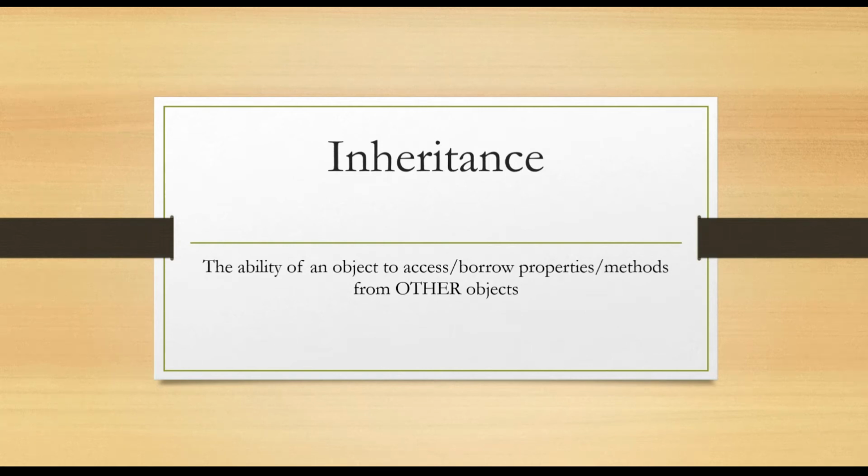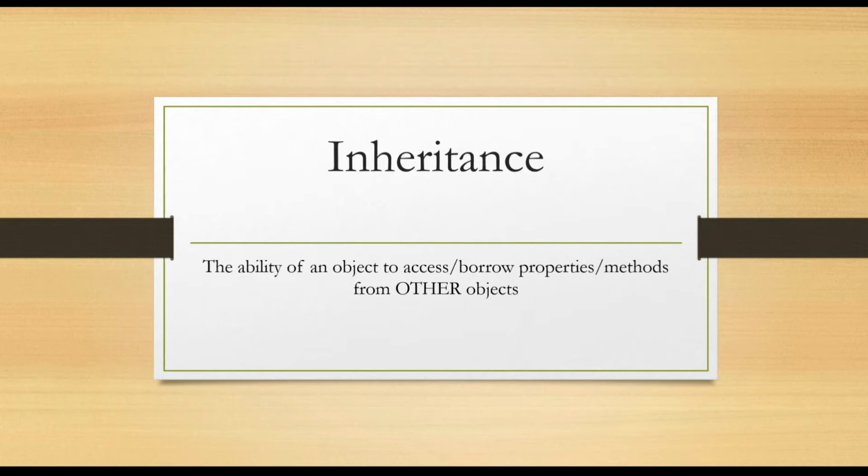Now we're going to take a look at another pillar of OOP called inheritance. Inheritance exists in other programming languages as well, but in JavaScript, it's a little bit different because JavaScript uses what's called prototypal inheritance. We'll talk about what prototypes are and how they work in conjunction with inheritance later on. But right now, all you need to know is that in JavaScript, inheritance means the ability of an object to access or borrow properties and methods from other objects. And again, this is possible due to prototyping, which we will talk about later.